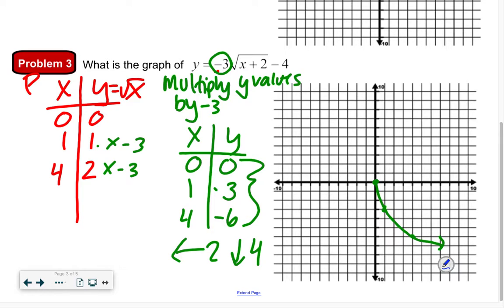So that's just our table values. To get our final answer, we're going to take each point, move it left 2, down 4. So 0, 0 is going left 2, down 4. So that's my new starting point. Left 2, down 4. Left 2, down 4.